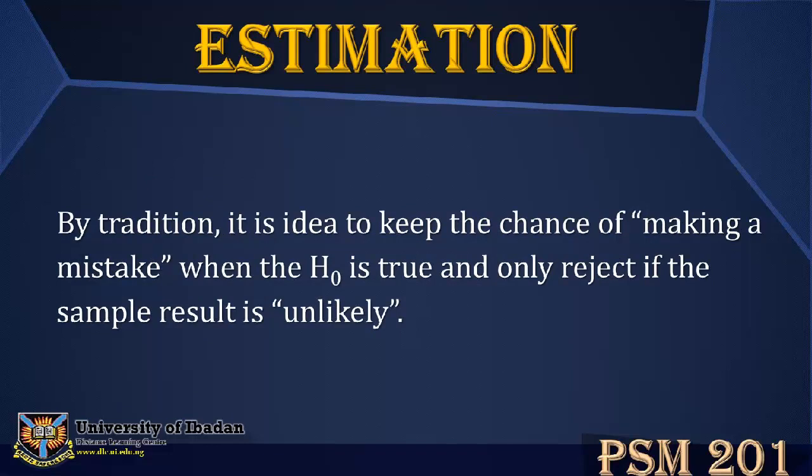By tradition, it is ideal to keep the chance of making a mistake small when the H0 is true and only reject if the sample result is unlikely. The unlikeliness threshold is determined by alpha level, known as level of significance. Level of significance is therefore referred to as the pre-specified maximum probability of committing type 1 error, which is usually pre-specified as alpha is equal to 0.05.